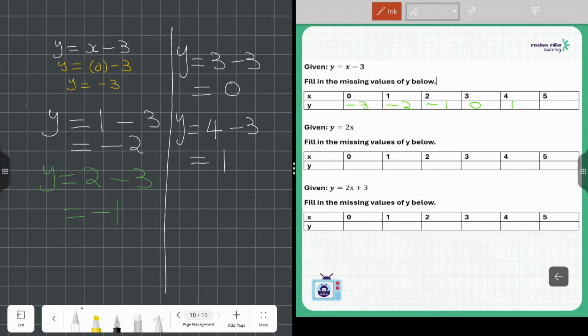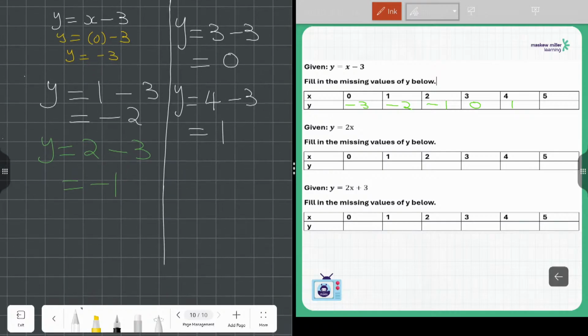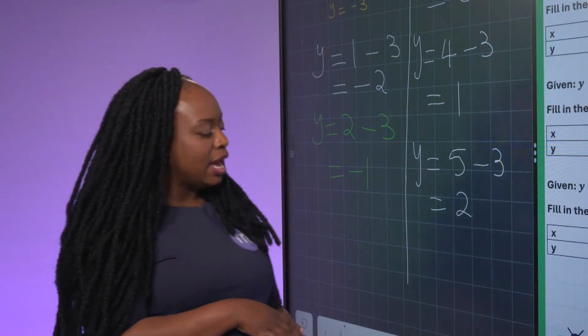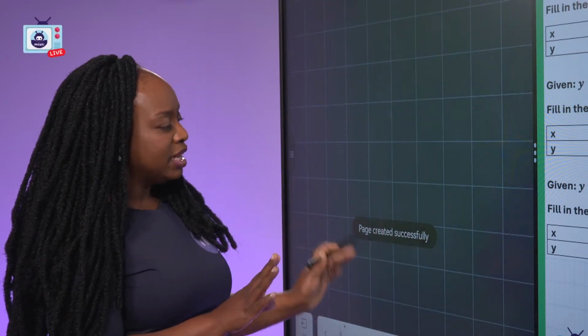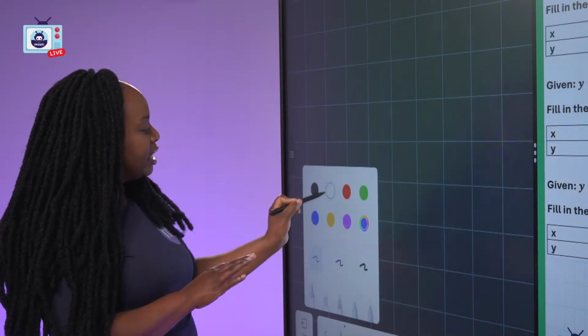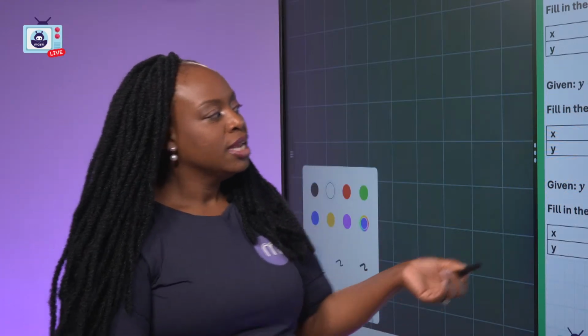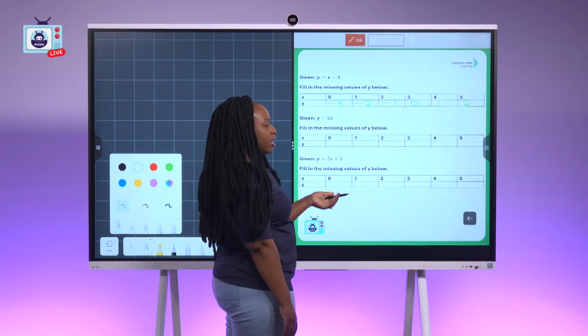Same applies to the last one, where y will be equals to, our x is now 5. So we're going to put 5, and then we minus 3. That will give us 2. So this is how you actually go around and work with this until you get to your final answer for all of them. So we have done that, which shows a very similar way of working in terms of substitution. Even the second one and the third one, we're going to do that.